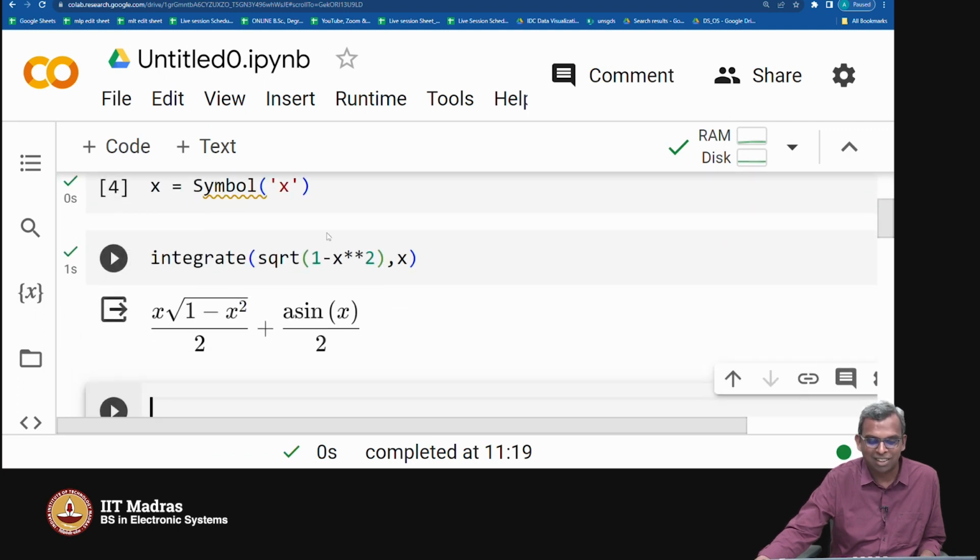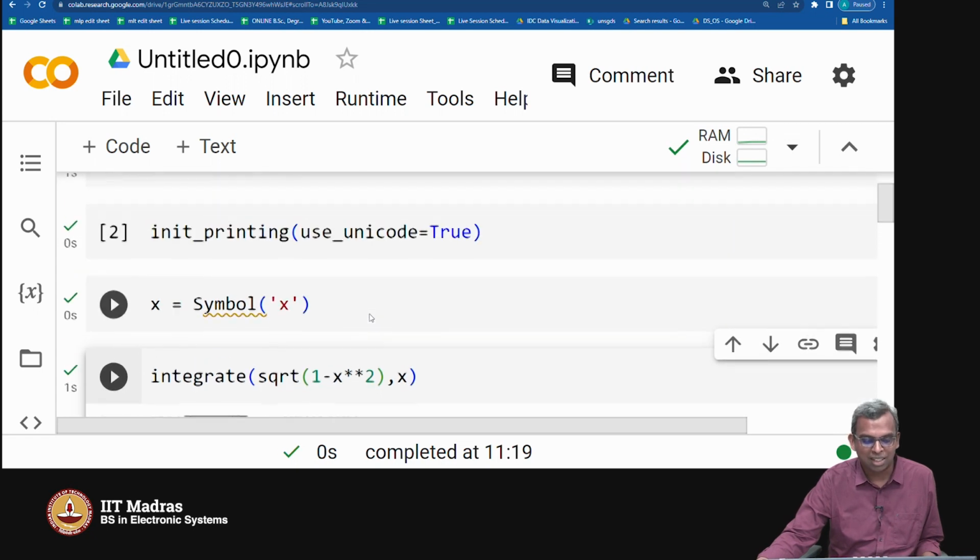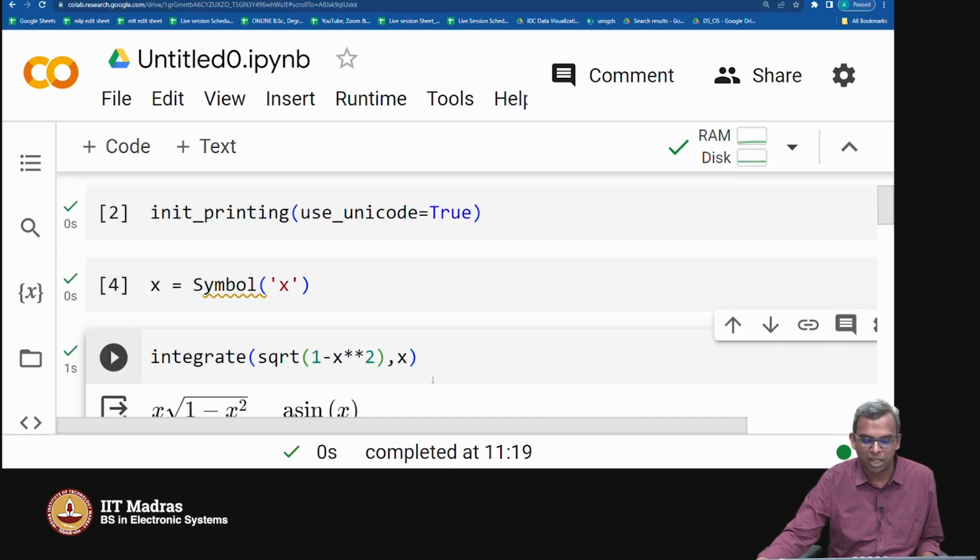It gave you the integral for the square root of 1 minus x squared, which we don't know how to integrate. Look at what it gives: x times square root of 1 minus x squared by 2 plus some asin, which is a new function we haven't seen before. So new functions are showing up. These kinds of tools are very powerful. They can give you an integration for almost everything for which it exists.